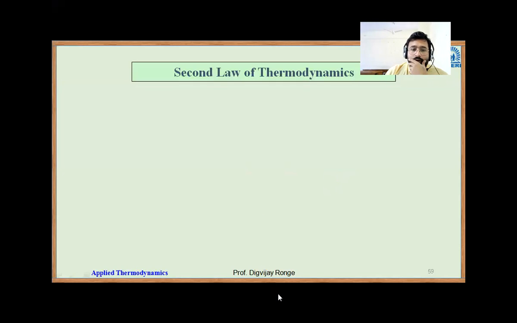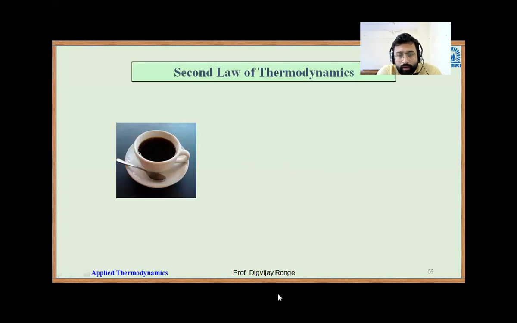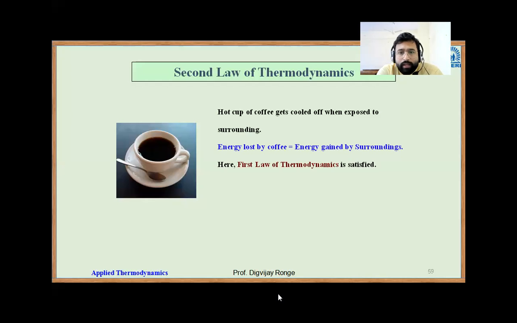Now, before going to the second law, we will first see what are the limitations of the first law. Let us take the example of a cup of coffee. A hot cup of coffee gets cooled off when exposed to the surroundings, right? So the energy lost by the coffee is the energy gained by the surroundings, so the total energy content is conserved. So here the first law of thermodynamics is satisfied.